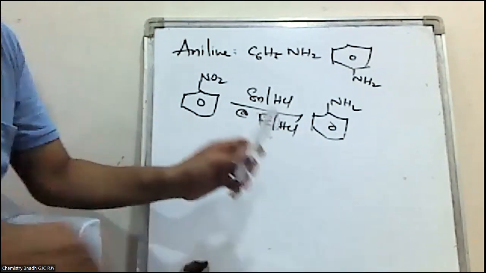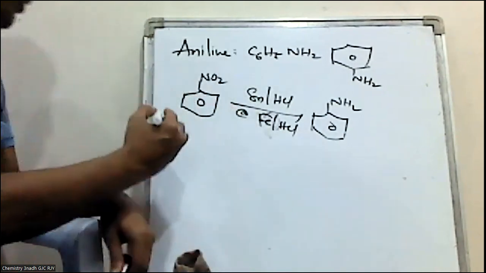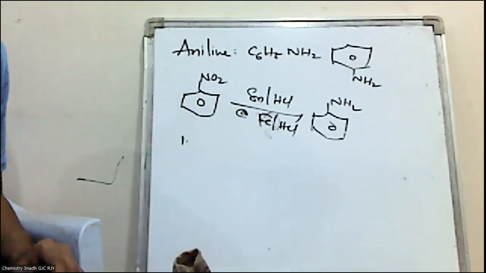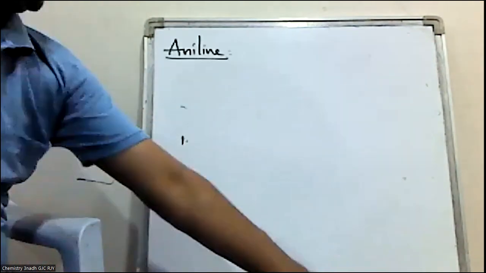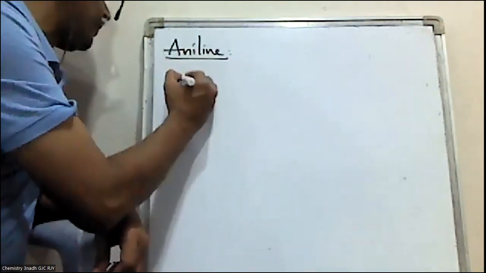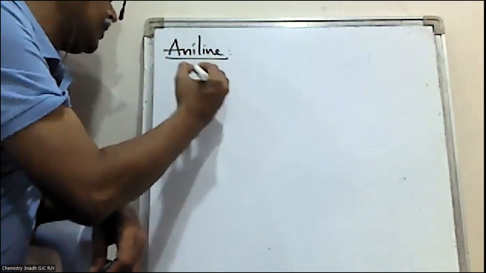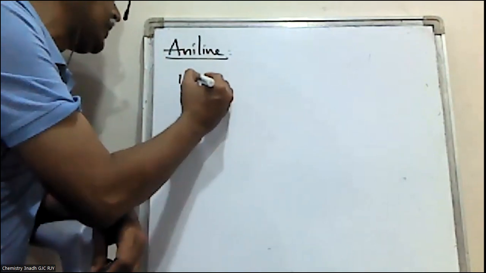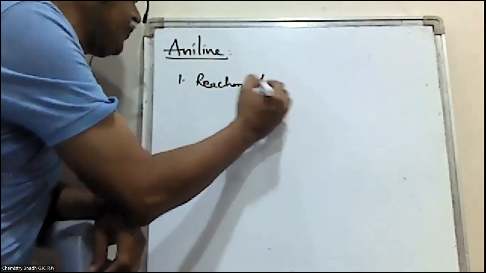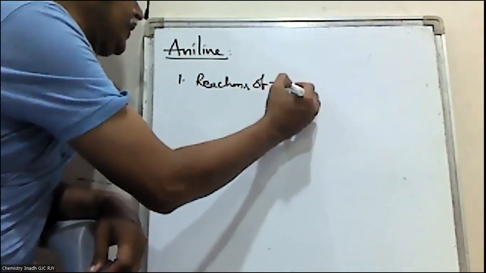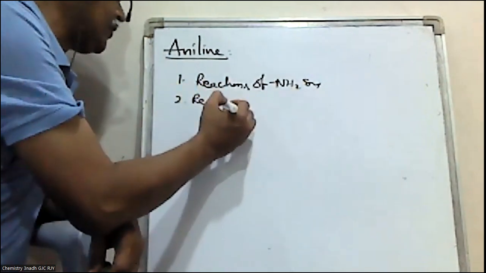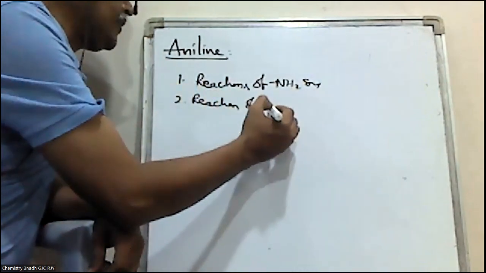The reactions of aniline are categorized into two types. The chemical properties of aniline are discussed in two ways. One is the reactions of the NH2 group in aniline, and the second one is the reactions of benzene.